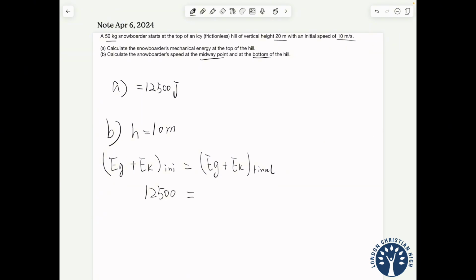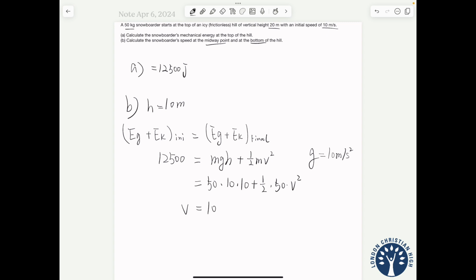And then let's take a look at Eg plus Ek final. So Eg is mgh, now the h is 10 meters, plus Ek final, 1/2 mv squared. The v is something we don't know, so we'll see. Now we know that h is 10. We assume that g is 10 again. We are able to have our equation set up: 50 times 10 times 10 plus 1/2 of 50 times v squared. Now we can solve for v. V will be 10 times square root of 3 meters per second.